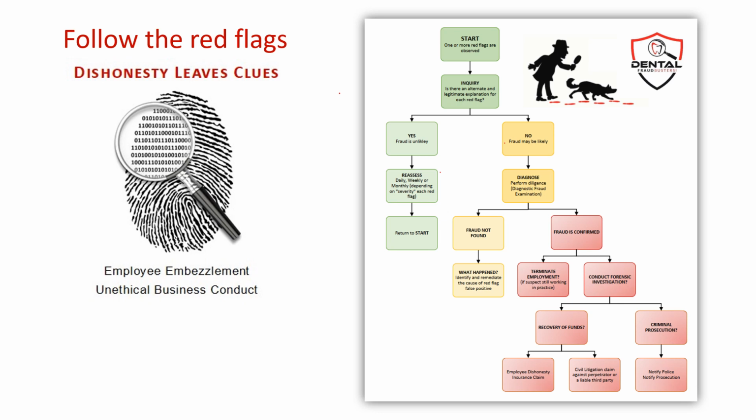You want to stay in the green. That's where you keep checking the red flags and looking for plausible explanations. If you go into the yellow, then you've got to work it through. Red is when you've confirmed fraud. So you follow this flow chart when you're following red flags in your practice.